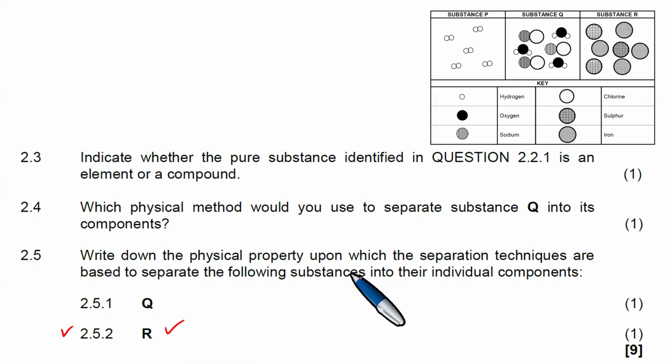Now if you look at R, what is the physical property to separate R? This one is iron and sulfur. What would you use to separate iron and sulfur? What physical property can you use there? To separate those, we use magnesium.